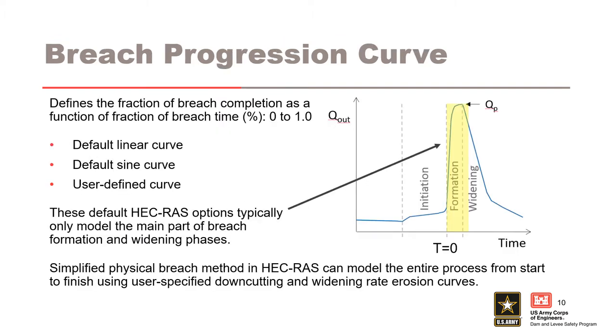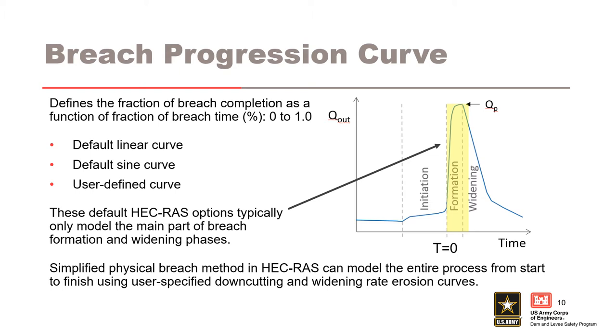The breach progression curve is used by HEC-RAS during the breach formation time to adjust the growth rate of the breach. By default, the breach progression is assumed to be linear between the breach initiation and the full breach size or full formation time, but a sine wave or user-defined curve can also be selected. These default HEC-RAS options typically only model the main part of the formation and widening phases, capturing the main surge of the breach formation and hydrograph, which typically lasts no more than several hours. The duration on either end of the main surge can be minutes to hours to days.